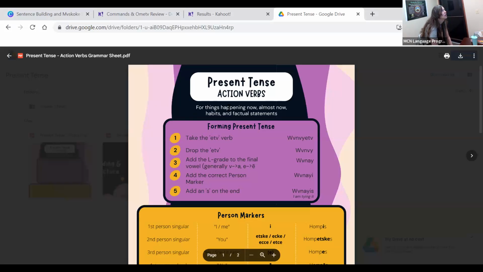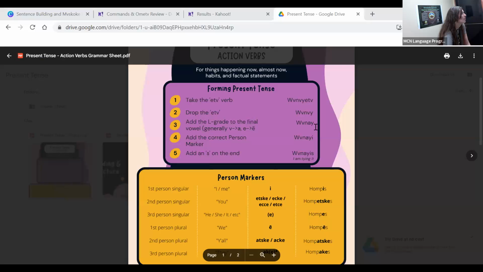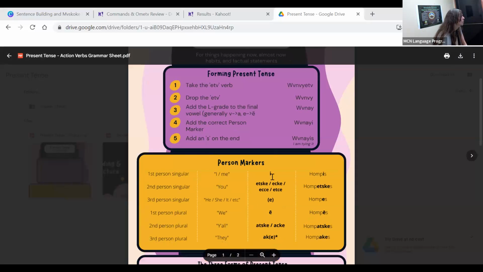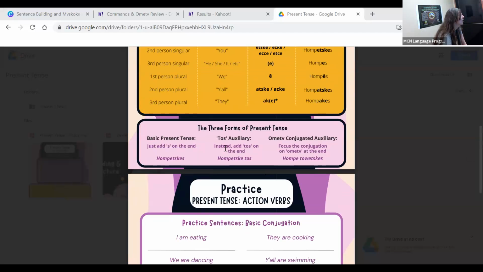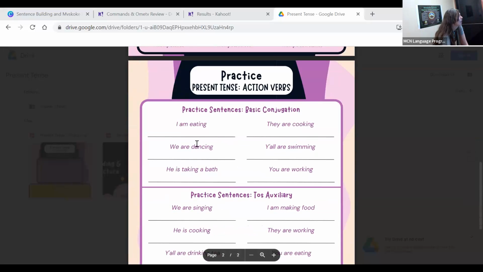So here's our worksheet, I guess that's the word, worksheet for today: our present tense action verbs. So what's happening now, I have all of our pieces, and I used Wanayada for our example on this, so that you can actually see that V changing to an A. That way you see all of the form steps happening to get Wanayas, which means I am tying it. We have our person markers chart. We have our 3 forms shown on each one. And then of course, on the back side are our practice sentences.